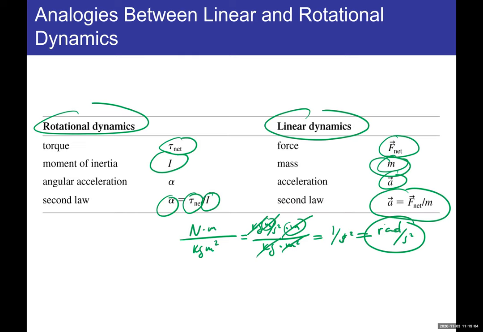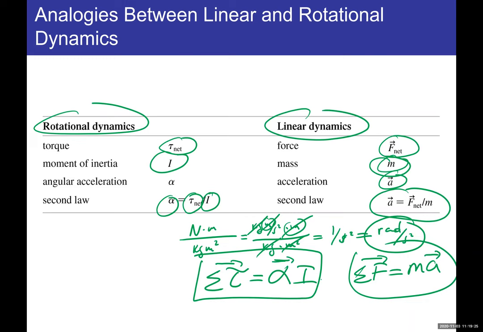So technically what we have is that the net torque equals alpha times the moment of inertia, which is equivalent to net force equals mass times acceleration. All vectors, and those are equivalent to that. That means in order to have angular acceleration, you need to have a net torque. So that's the equation for rotational dynamics. But we also learned what happens when the forces cancel each other: there is no acceleration and the object is in equilibrium.